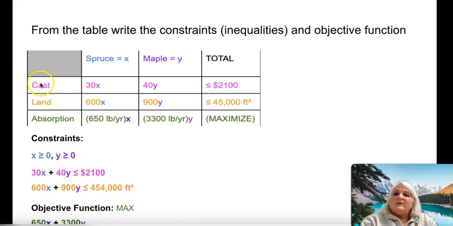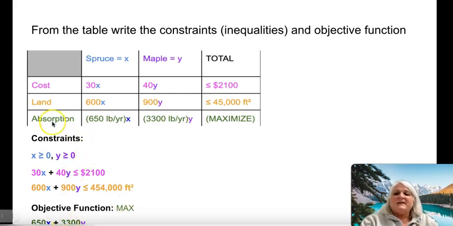Then I read across my 30X plus my 40Y has to be less than or equal to $2,100, because that's all we have to spend. So that gives me my inequality, which is my constraint, my boundary to graph. My land, the amount of land that I need for planting, is 600X plus 900Y, which has to be less than or equal to 45,000 feet squared. So reading it across, I write my equation and I have my constraint.